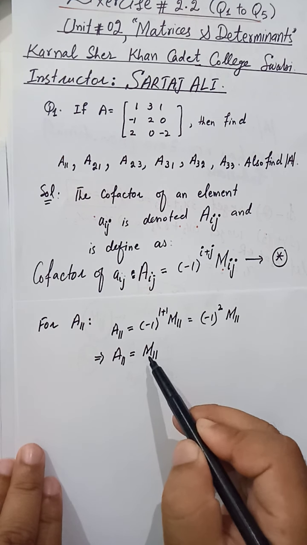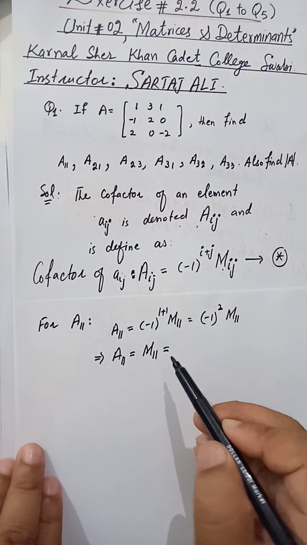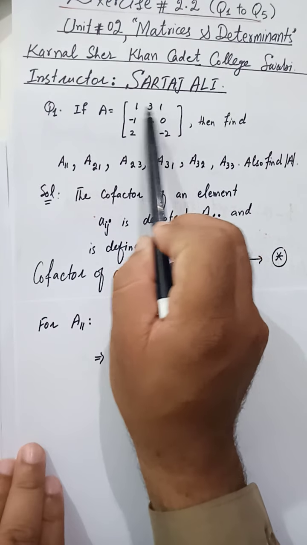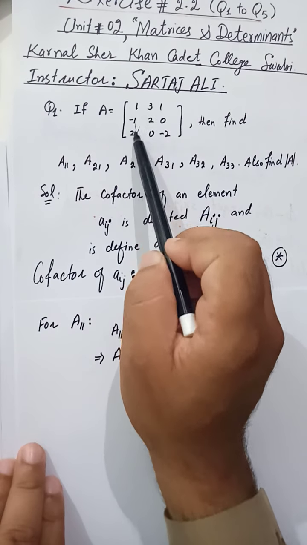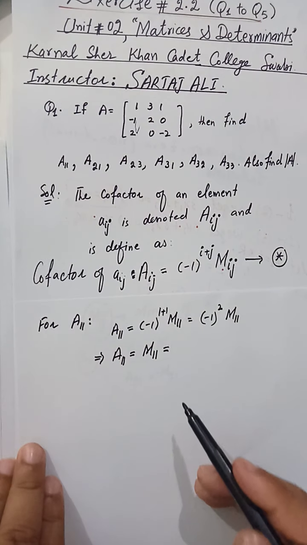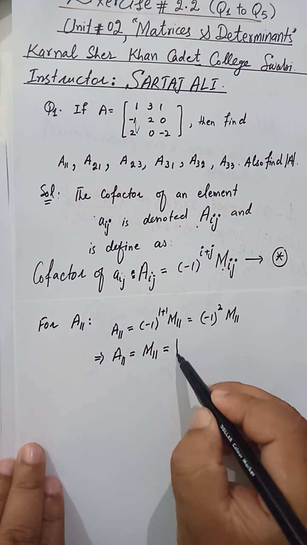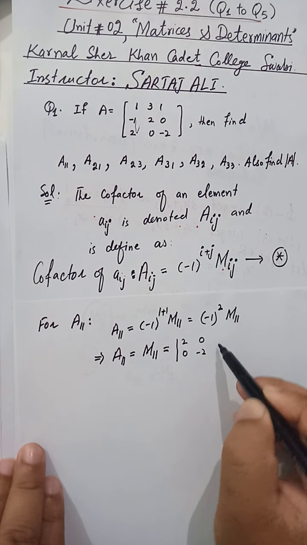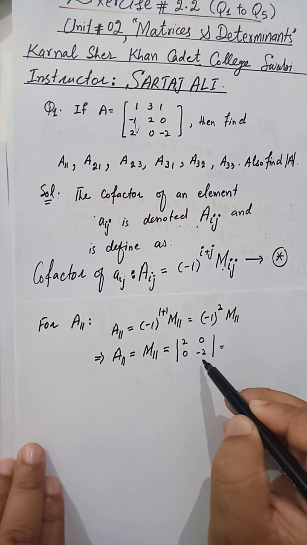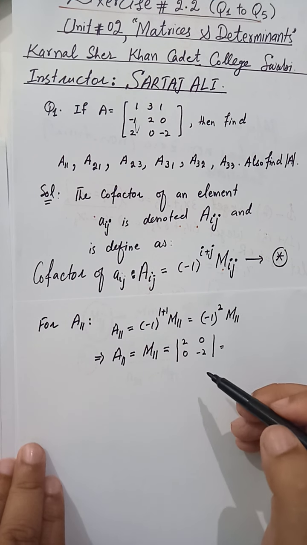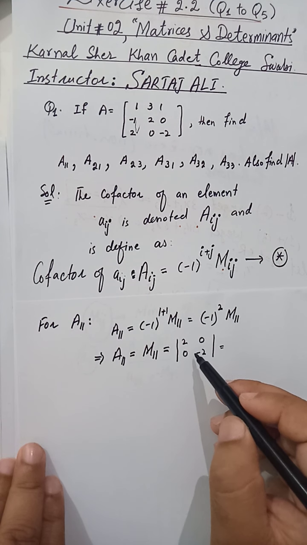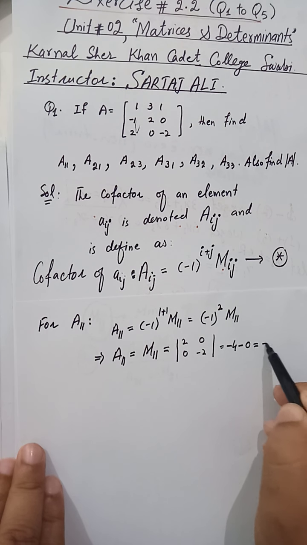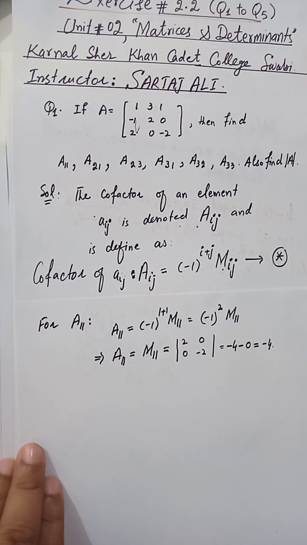So how do you need to calculate this M11? You need to cancel out the first row and first column of the given matrix. This is your first row, this will be cancelled out, and this is the first column. When you cancel out the first row and first column, then take the determinant of the rest of the matrix. You see that the rest of the matrix will be this. Now this is a 2 by 2 matrix, diagonal elements will be multiplied, and then there will be minus, and then you need to multiply the non-diagonals. So minus 4 minus 0, so you will get minus 4. So this is the A11.